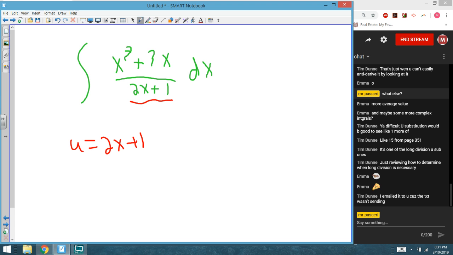Okay, cool. So u substitution is not the way to go in this situation. I mean, you can try it, and it leads you down a dead end, but it's not the way to go. So it's 2x plus 1 we want to divide into x to the third plus 3x.